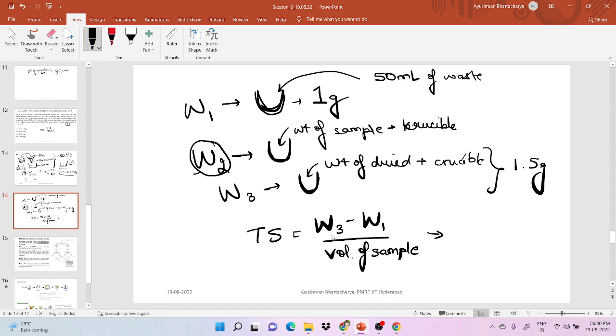So total solids, how will we calculate? W3 means after drying. So 1.5 minus 1 divided by 50 ml. So you will get the result in gram per ml.